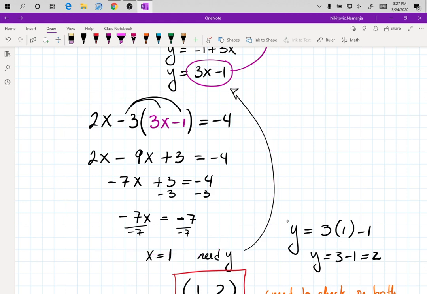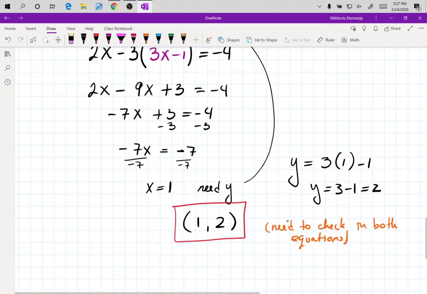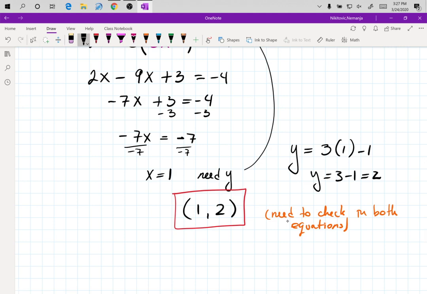In this case, we got x is 1. Then you bring that x into the y equation to solve for y, and you're all set. When you're checking, please make sure you check in both equations.